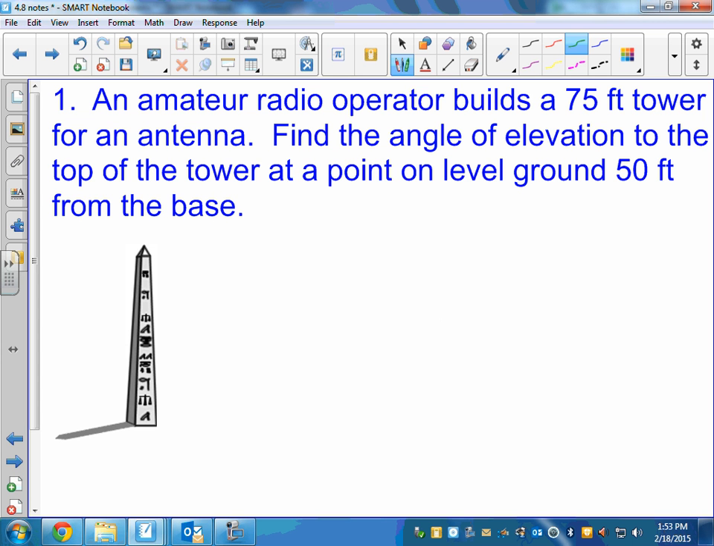Where do I put the 75 feet? On the left, going up? Yeah, it's a 75-foot tower. So this lovely tower here is 75 feet. I want the angle of elevation to the top of the tower at a point on level ground 50 feet from the base. So I'm going to measure 50 feet this way.